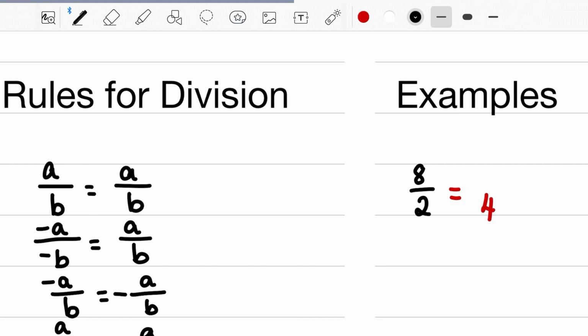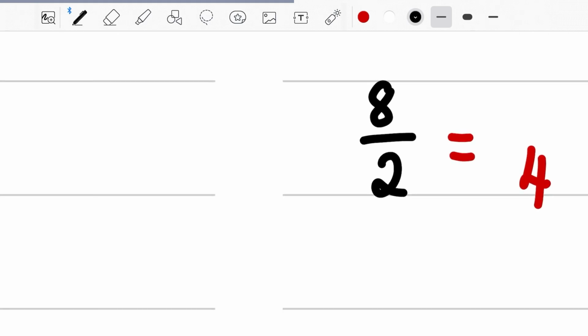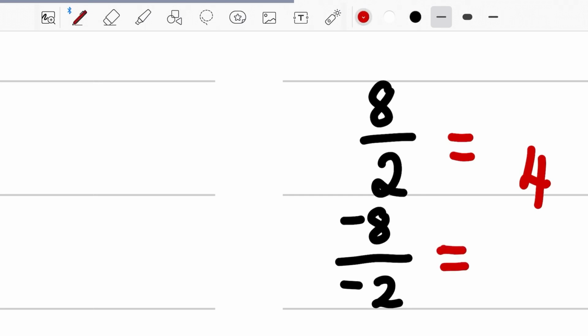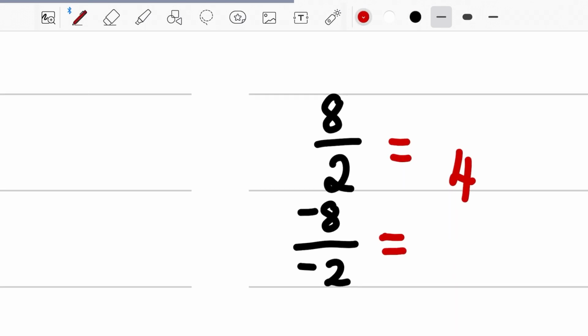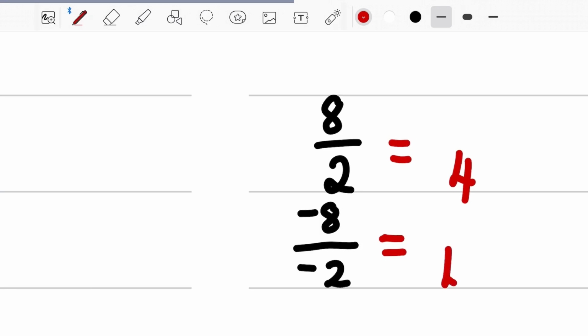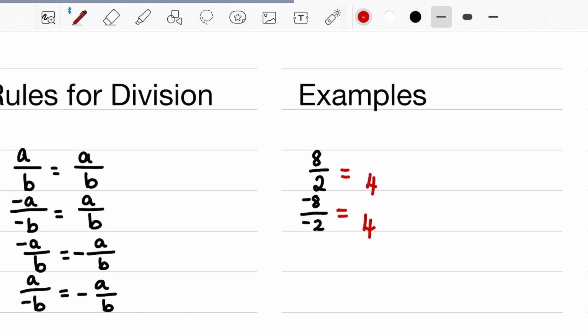Okay, next example, let's try minus 8 divided by minus 2. Now, minus 8 is negative, minus 2 is also negative. 8 divided by 2 is 4. And because the signs are the same, your answer stays as positive 4. Right, so it's really just like your multiplication rules.